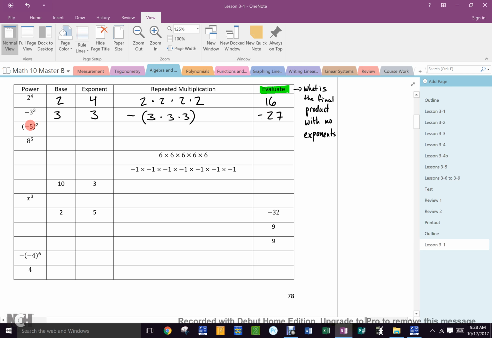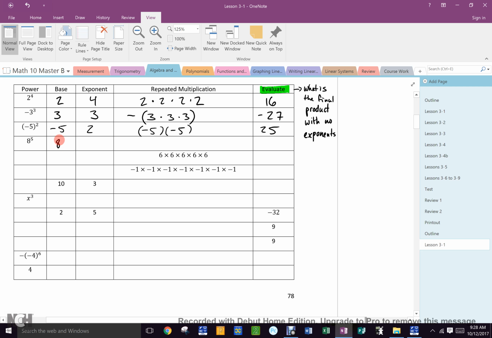Good. What's the base in the third one? Negative 5. What's the exponent? So what is repeated? Negative 5 times negative 5. The negative is repeated here. So I get an answer of positive 25. Everybody still good? 3 for 3? All right. Well, the first one I gave you, so 2 for 2. But we'll call it 3 for 3.